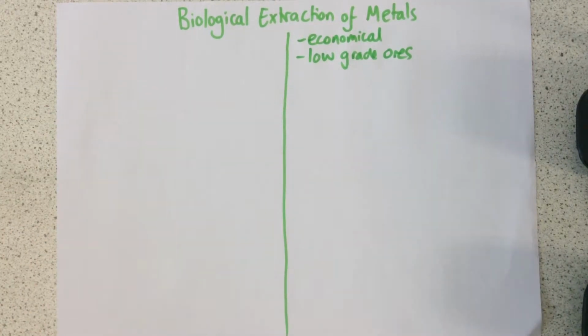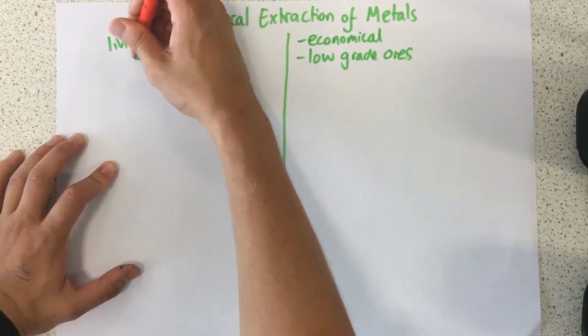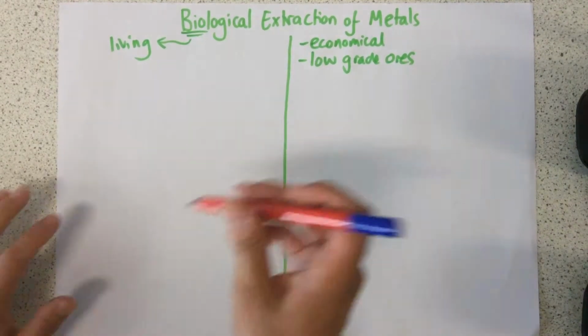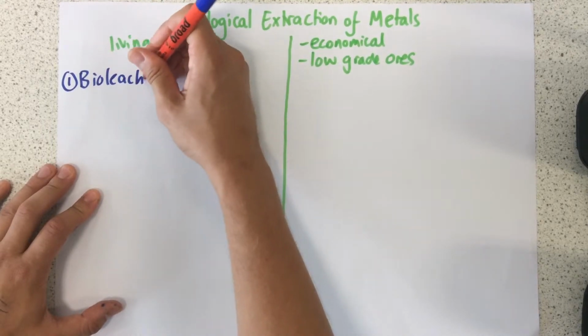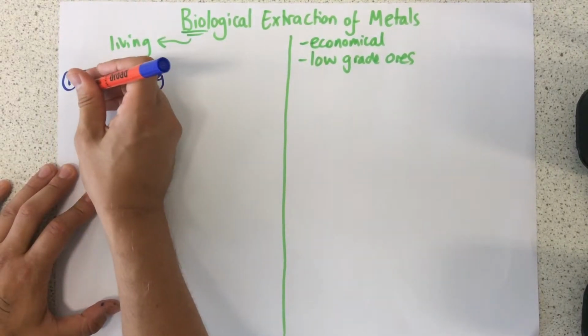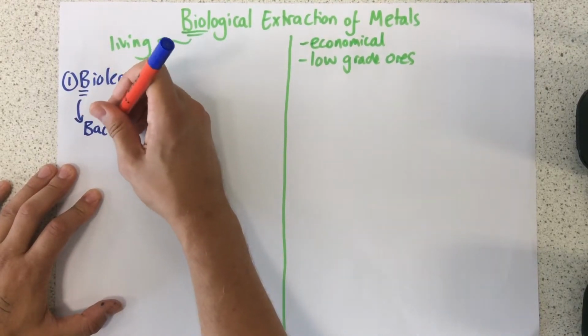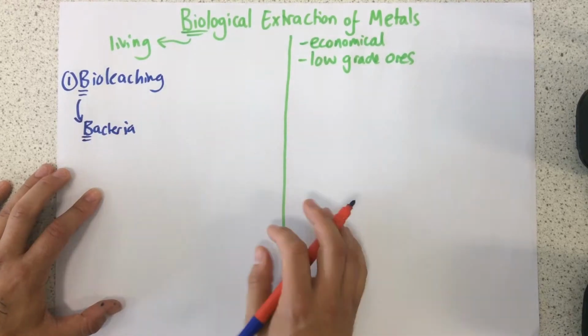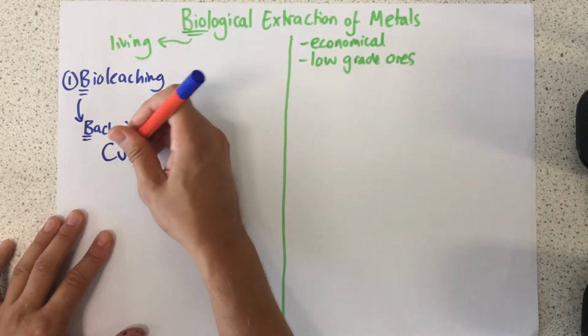So there's two different types of biological extraction that we're going to look at, and they're called bio-leaching and phytomining. So whenever we see bio, we know it's to do with living things. So both of these processes involve living things. Process one is called bio-leaching. Remember, the way of remembering which one's which is B is for bio, and bio-leaching uses bacteria, which also starts with a B.